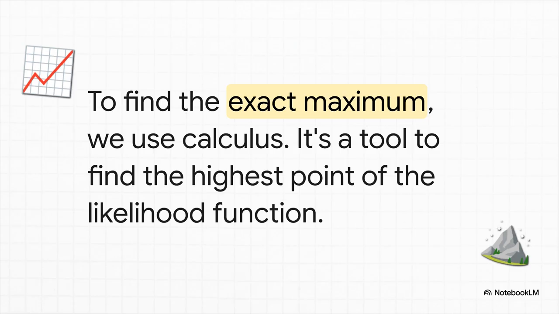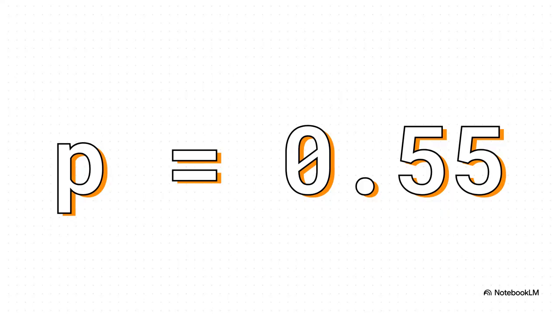The core idea is still incredibly simple. We're just finding the top of the hill. And the math gives us our answer. The maximum likelihood estimate for p is 0.55. And you'll see we put this little hat symbol over the p. That's just a way of saying that this is our best estimate based on the data we have. It's not necessarily the absolute final truth, but it's the most likely one.